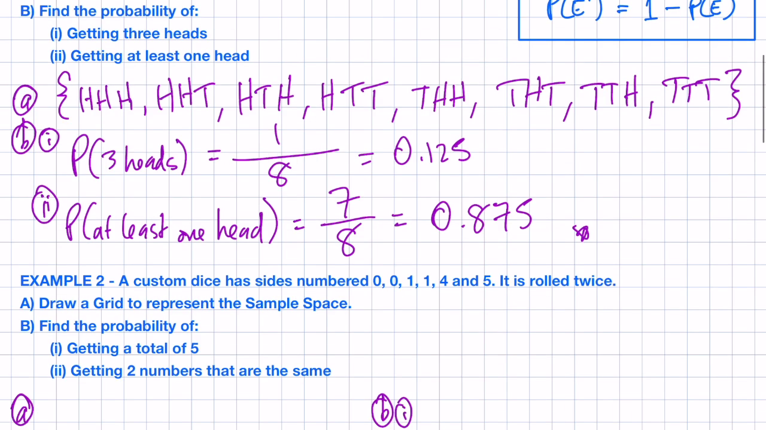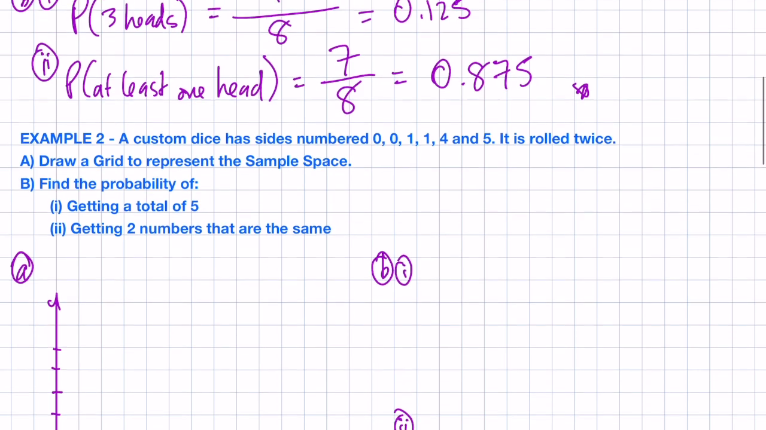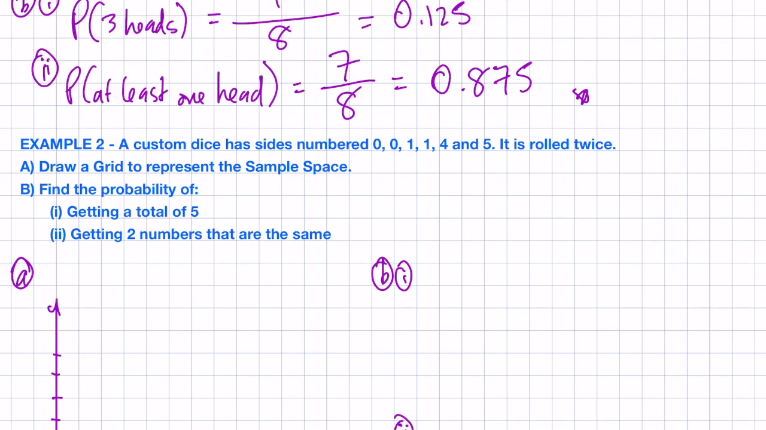That's that example down now. Can you have a look at the next one, a custom dice? I'll leave that up there. A custom dice has sides numbered 0, 0, 1, 1, 4, and 5. I roll it twice. Draw a grid to represent the sample space.